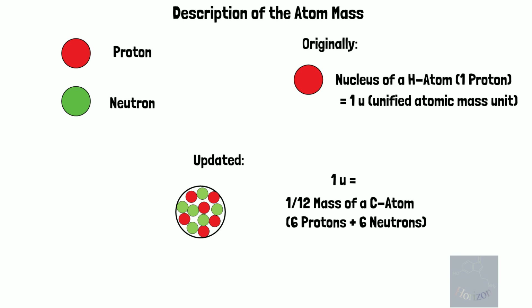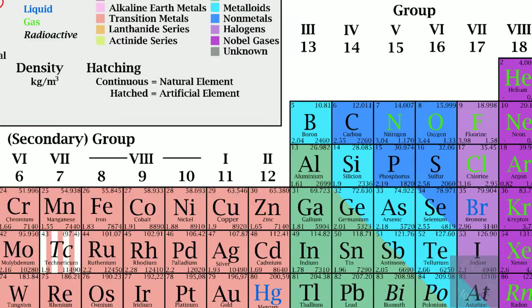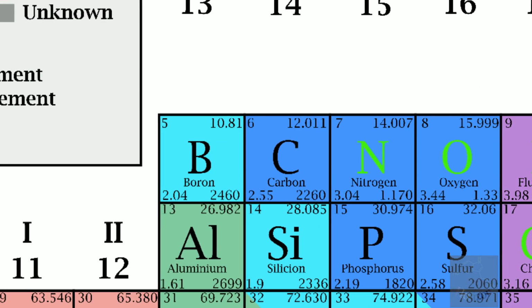So that's it? This is all? No, it's not that simple. We just said that the carbon atom has a mass of 12 U. Let's check what it says in the periodic table. Here it says 12.011 U, but we just defined the carbon atom's mass as 12 U, didn't we?